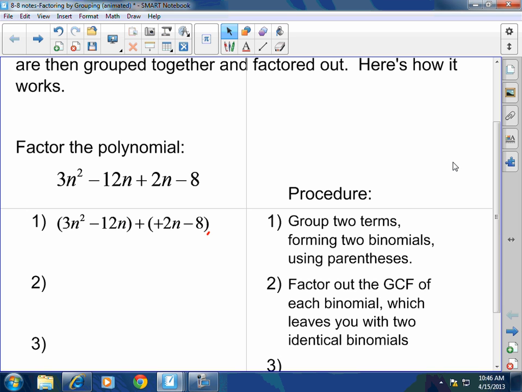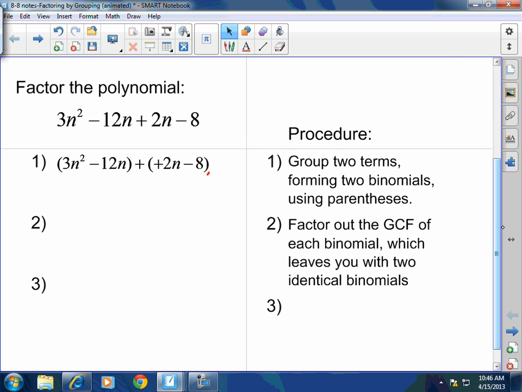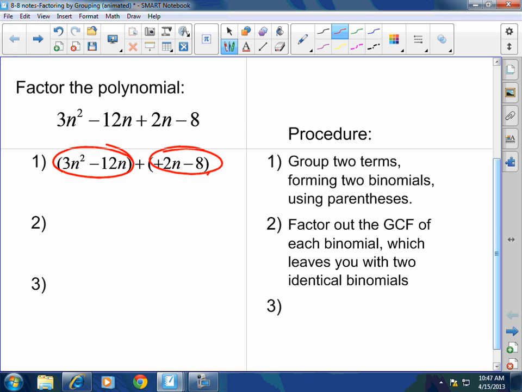Step 2, factor out the GCF of each binomial, which leaves you with 2 identical binomials. You are trying to see, what do I factor out of here, and what do I factor out of here to make them both identical? Identical, the same. So let's check this out. What can I factor out of 3n squared minus 12n? I can factor out a 3n, right? What can I factor out of positive 2n minus 8?